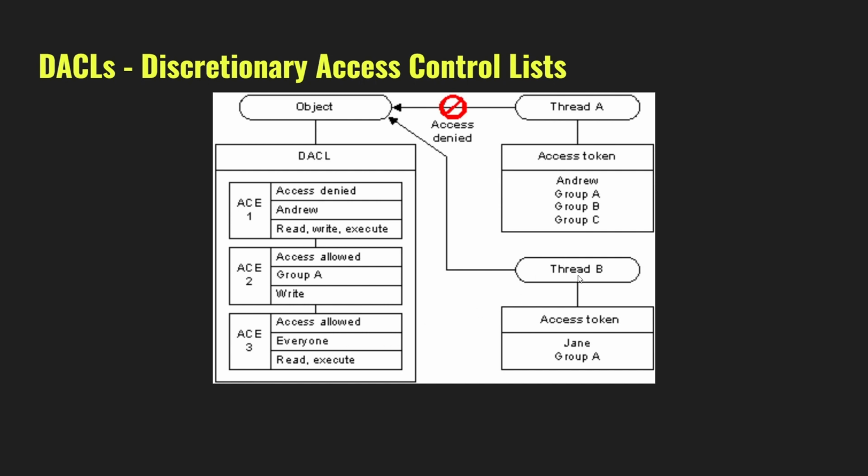As you can see here, thread B, Jane, is a member of Group A, so she's allowed access, she's got write access. Andrew, he's just denied access. He's obviously part of this group, but he's just straight up denied. It just overrides it as he was specifically denied access rather than his group.